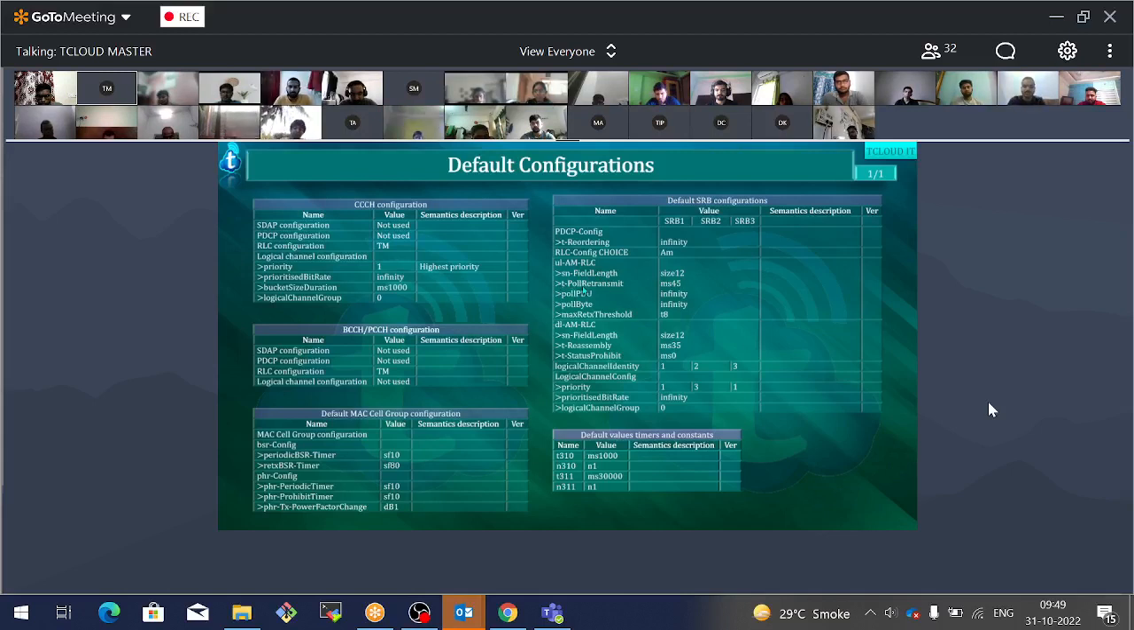If you did not get the status report, you will be resending the poll request after 45 milliseconds. t-PollRetransmit. pollPDU is infinity, pollByte is infinity. So there is no parameter that is set. That means when you are requesting the status report, the mobile equipment is given a choice to pick when to request the status report. The network is not setting any value. That is the meaning of it being set to infinity.